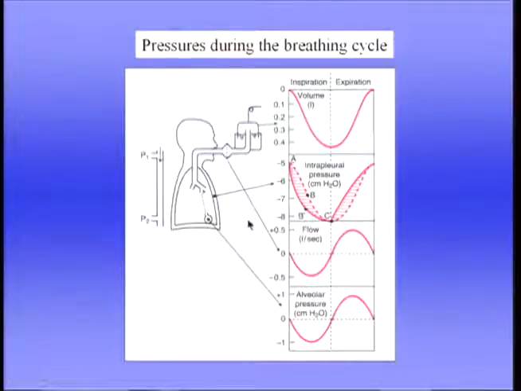Okay, so those are the pressures and the flows during the breathing cycle, a little bit complicated initially, but very important to understand because, you know, when we're ventilating a patient in the intensive care unit with a mechanical ventilator, we've got to understand all the factors involved. Now let's talk about the factors determining airway resistance. And the first question I'm going to ask is, which airways in the lung do you think contribute most to airway resistance?